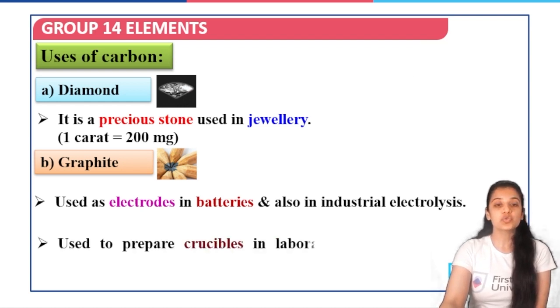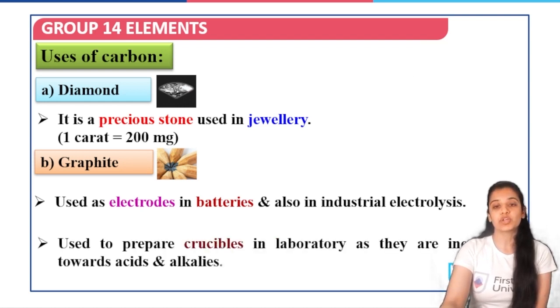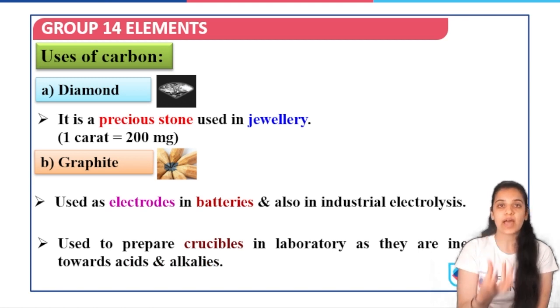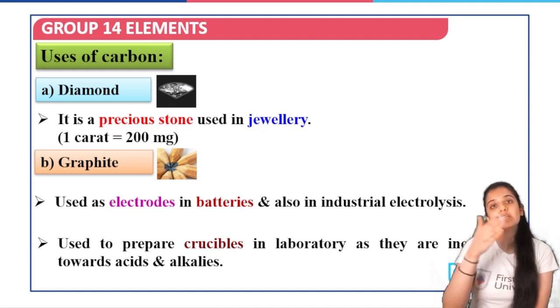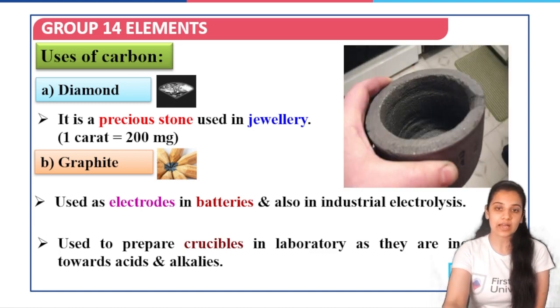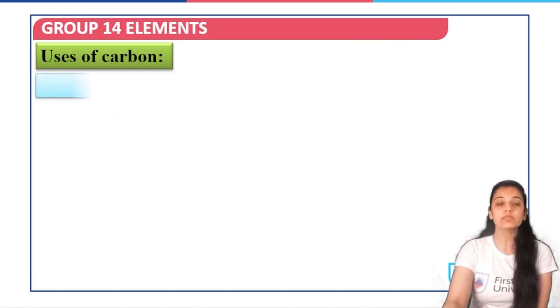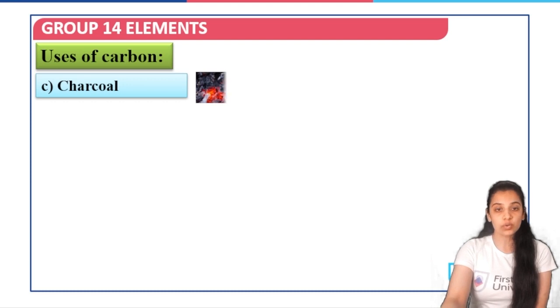Then it is also used to prepare crucibles in the laboratory because they are inert towards acids and alkalis, okay? Because we have to pour acids, alkalis, etc. in the crucibles. So it is important that the material of these crucibles does not react with these acids and alkalis being used. Next is charcoal, another allotrope of carbon.